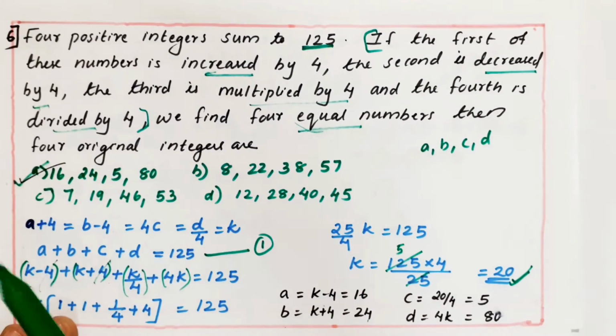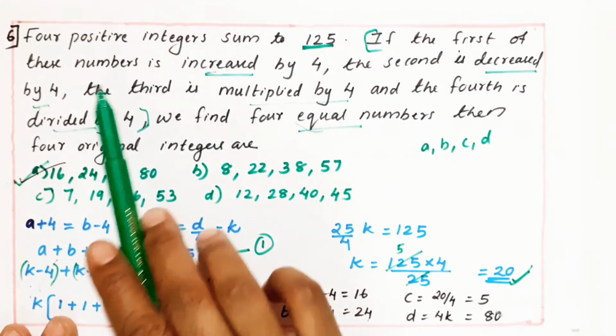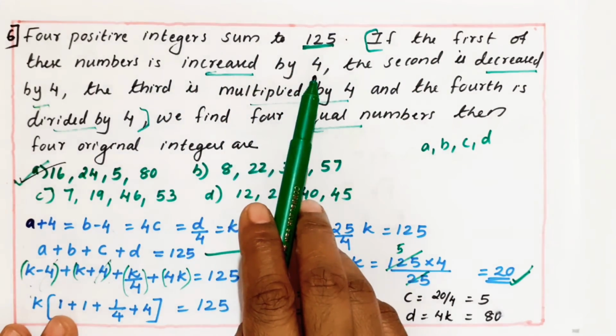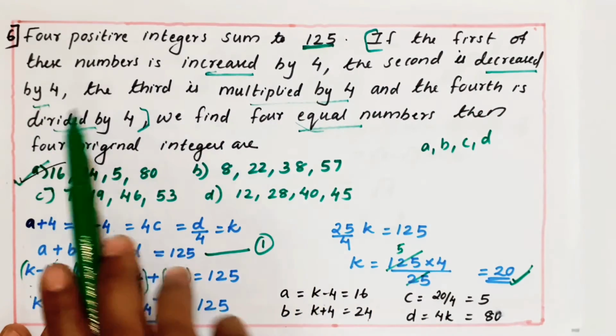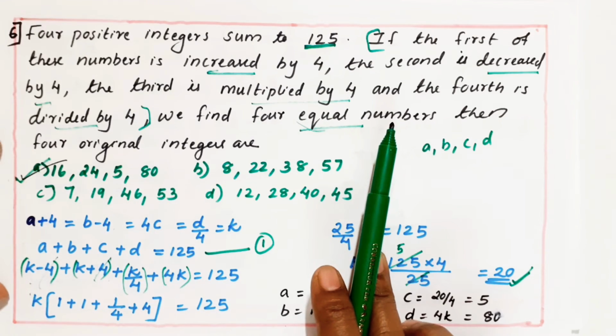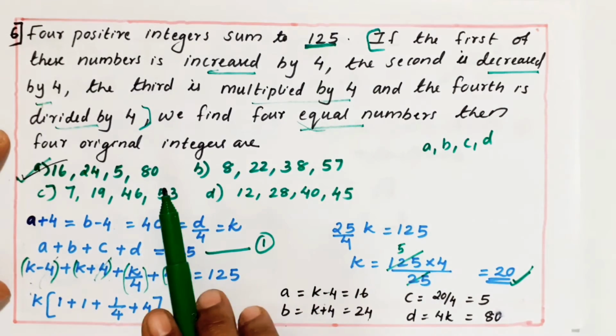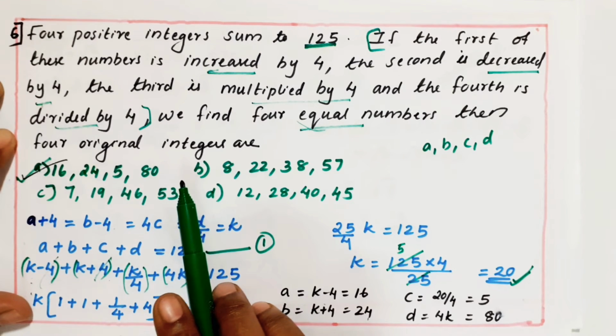See the question. The four positive integers sum to 125. If the first of these numbers is increased by 4, the second is decreased by 4, the third is multiplied by 4, and the fourth is divided by 4, we find four equal numbers. Then the four original integers are.